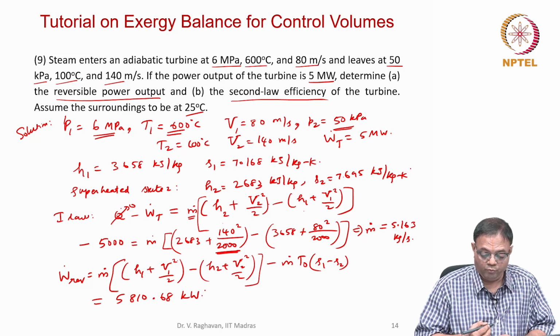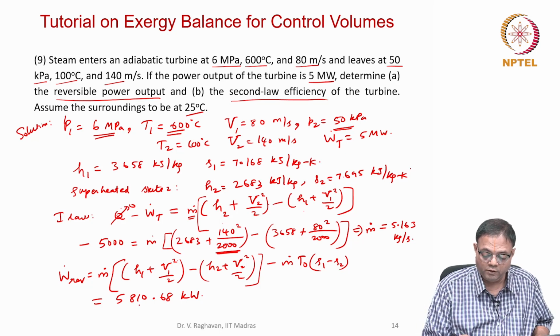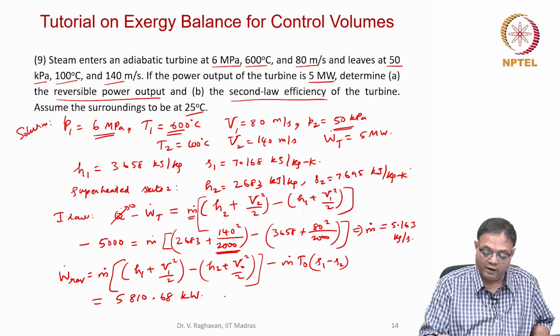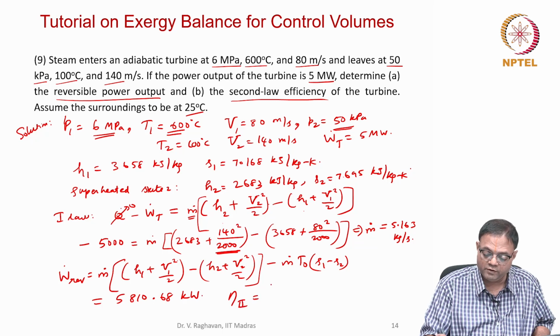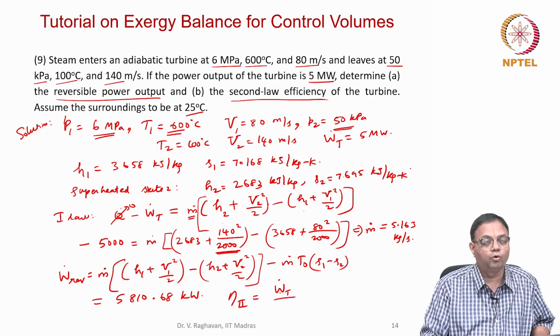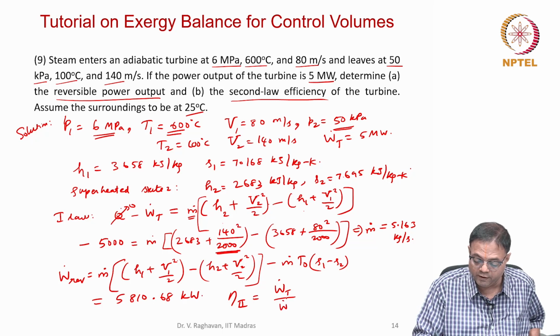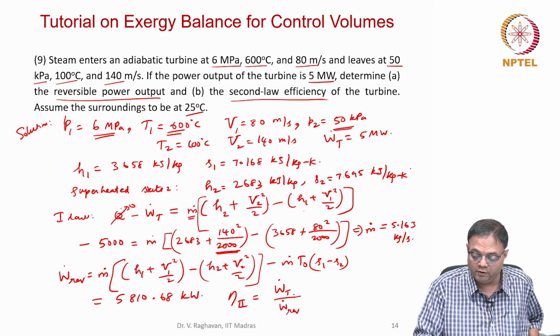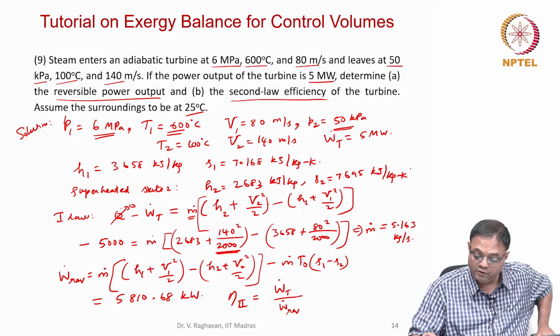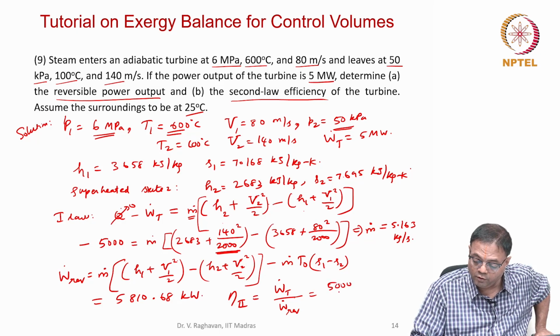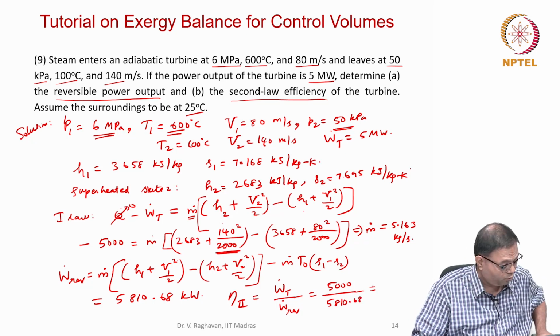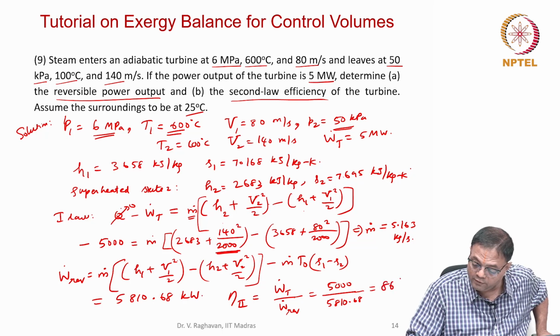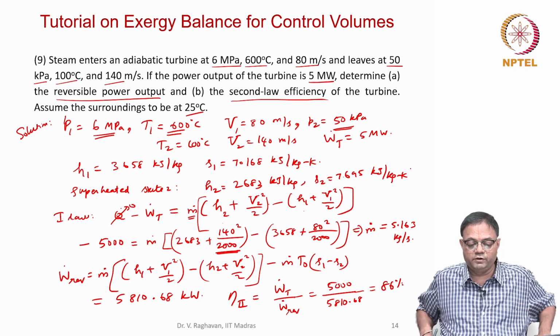Now you can see that it is 5.8 megawatts, which is more than 5 megawatts. So we can calculate the second law efficiency straight away, which is nothing but Wt, the actual work developed by the turbine, divided by the reversible power, which is equal to 5000 divided by 5810.68, which is equal to 86%. The second law efficiency is 86%.